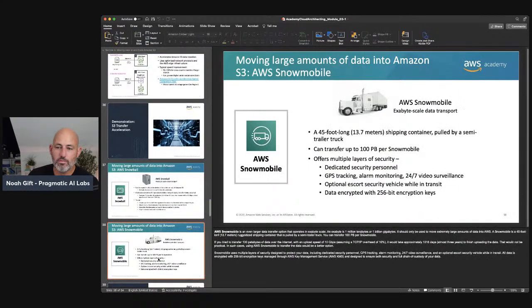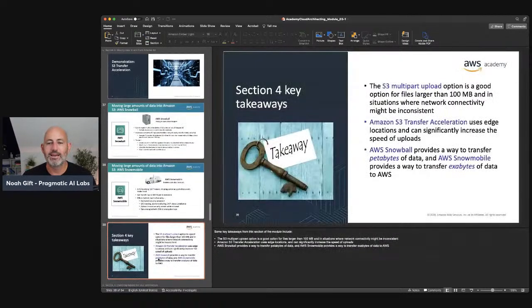There's also Snowmobile, believe it or not. This is exabyte scale data transport. Basically a 45-foot long shipping container comes up, attached to a semi-trailer with a truck on it, and you can transfer 100 petabytes per Snowmobile, and it offers multiple layers of security. So basically, you just have people come up and ship a whole truckload of data to AWS.